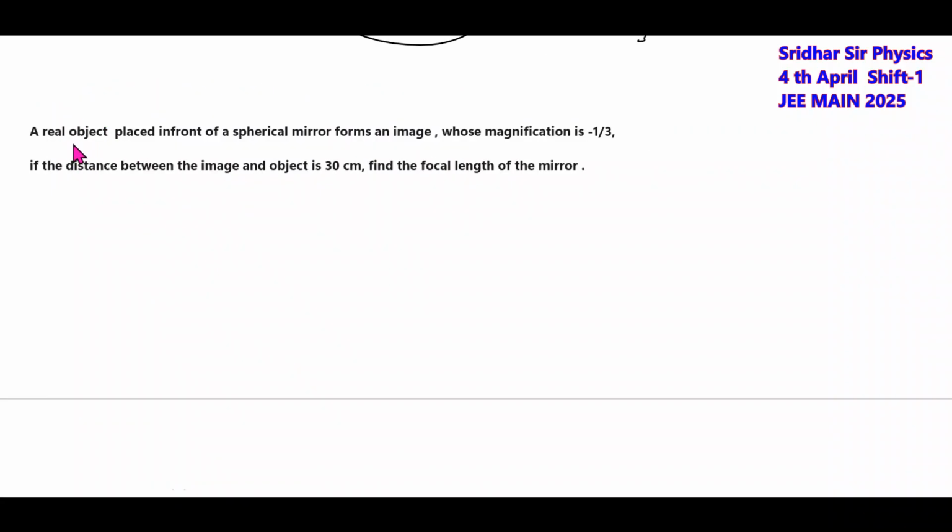The question: a real object placed in front of a spherical mirror forms an image whose magnification is -1/3. The distance between the image and object is 30 centimeters. Find the focal length of the mirror. So what is the formula given? M equal to -1/3, and the definition of M is minus V by U, so U equal to 3V.